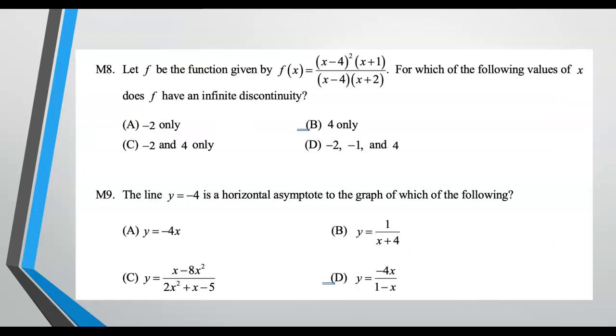C. C. A. How? There's a 4, it's a hole. They wanted asymptotes, so just negative 2. 4 is a hole. I just did discontinuity. And then you need to do 9, whatever. Done. 11.